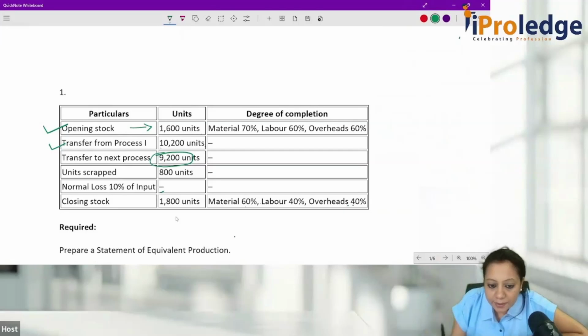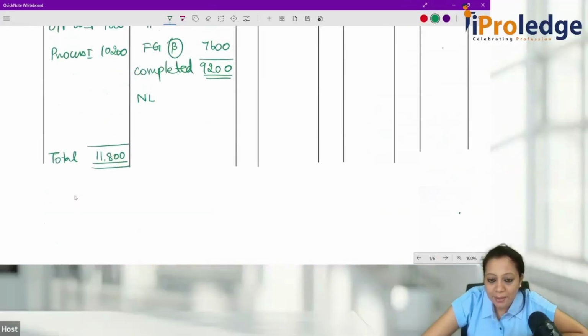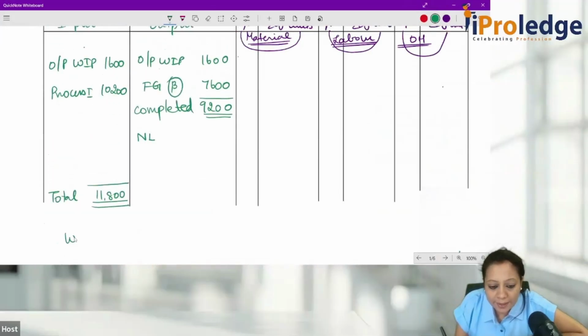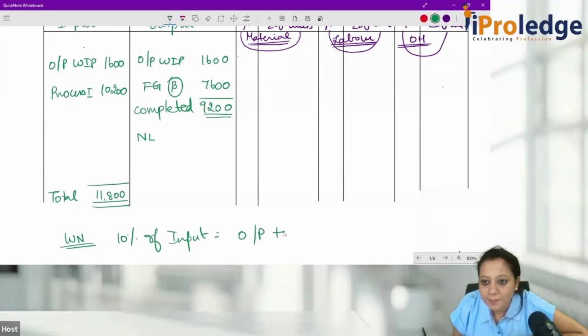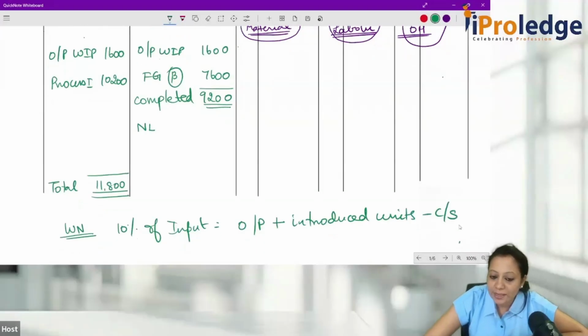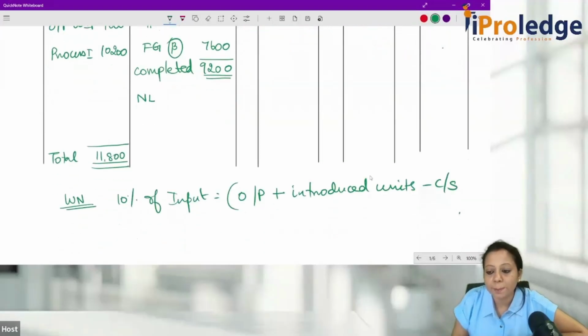They have said 10 percentage of input, right, everyone? Yes, ma'am. So now I will do a working note here. The working note is going to be 10 percentage of input, which means opening plus introduced units minus closing WIP. Yes, ma'am. So that is what is my input.